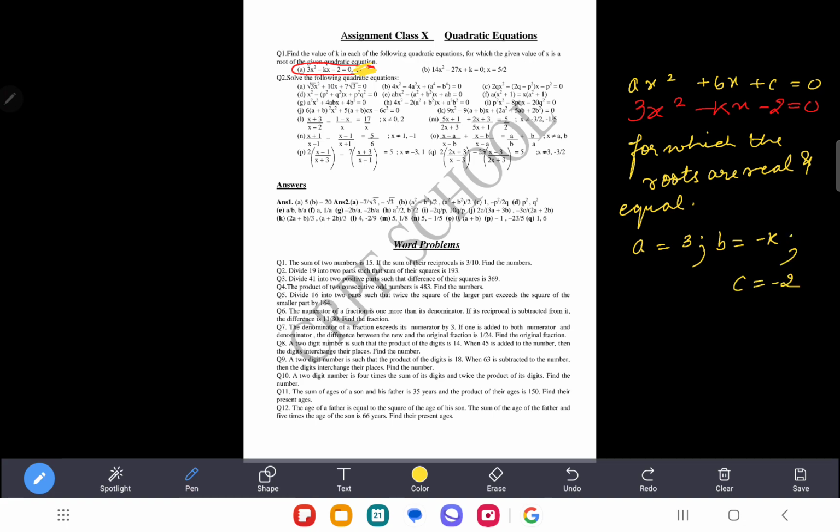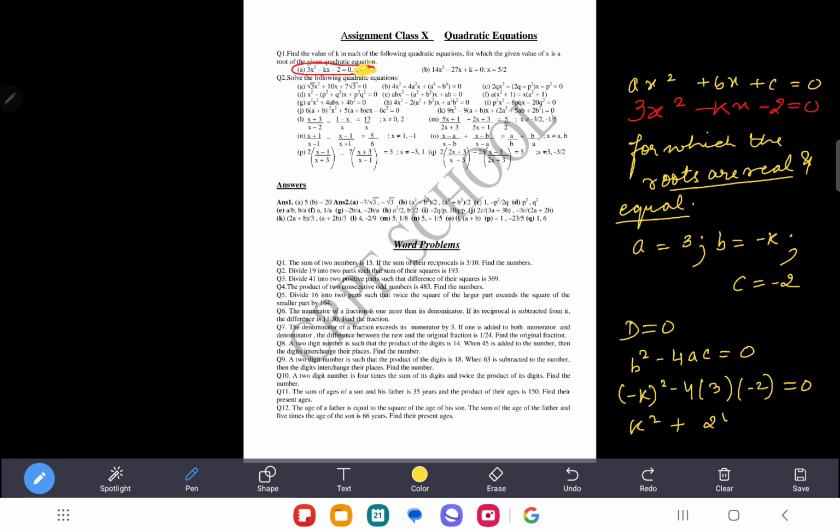So you put in the values. The discriminant should be 0 for the roots to be real and equal. So b square minus 4ac should be 0. So minus k whole square minus 4ac should be 0. So k square plus 24 is going to be 0. So it says k square is minus 24. Do you realize that k square can never be minus 24?